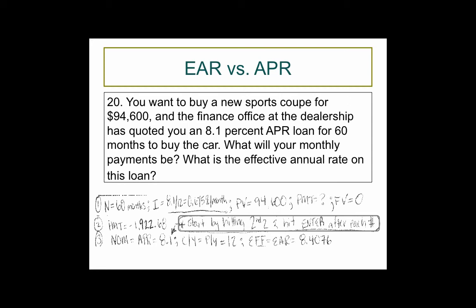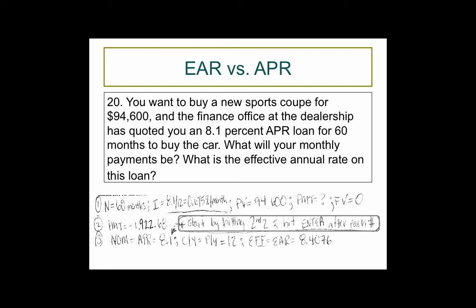Okay, so in this case, we're going to solve for payment, which we actually haven't done yet. So for your N, put in 60 for months. For I, you're going to take that 8.1 divided by 12, and you're going to enter 0.675 for I/Y. For PV, they're giving you $94,600 in a loan, so that's why it's positive. For FV, you're going to pay that loan off, so it's zero for future value, and you're going to hit compute payment.